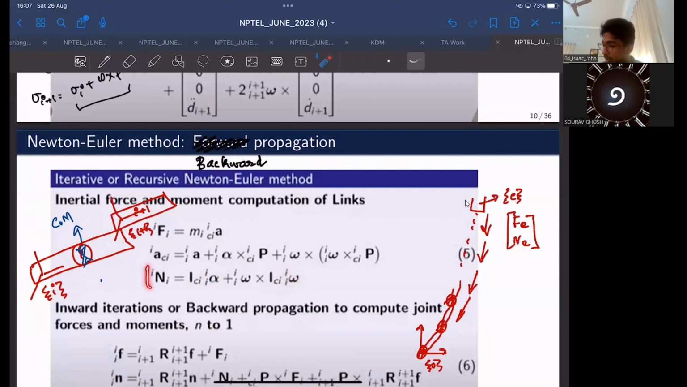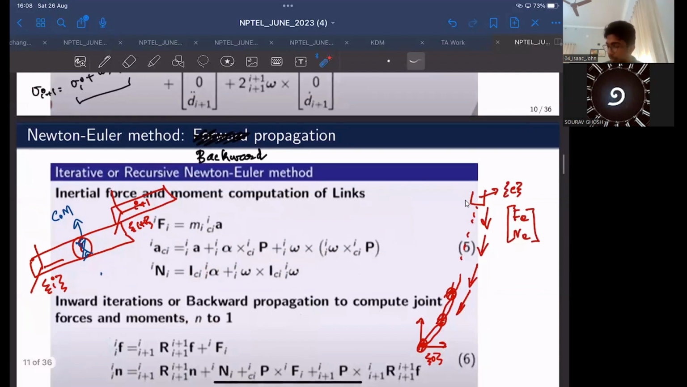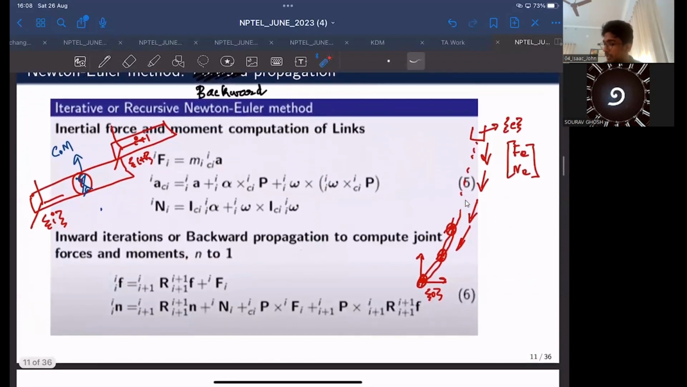So we all know all these terms. We know this from forward propagation. We also know these terms from forward propagation. And based on the geometry of the rigid body, we will also be able to find out this term, ICI. Right? And if you know the inertial terms, IFI and INI, you can use backward propagation to find out the joint torques, the joint forces and the joint moments of all of the joints.